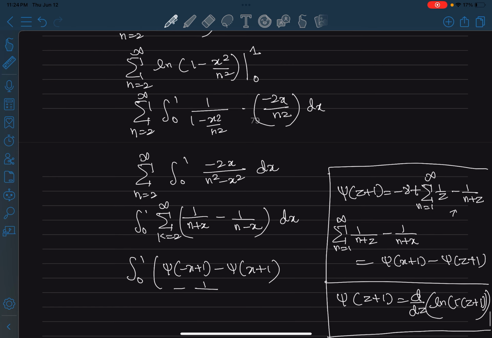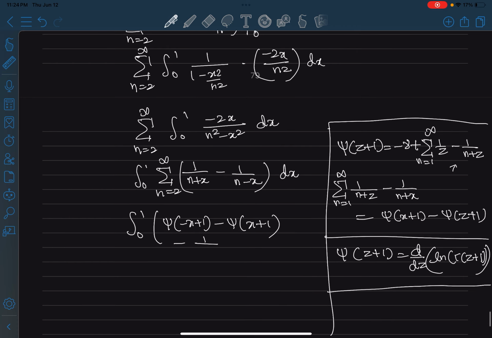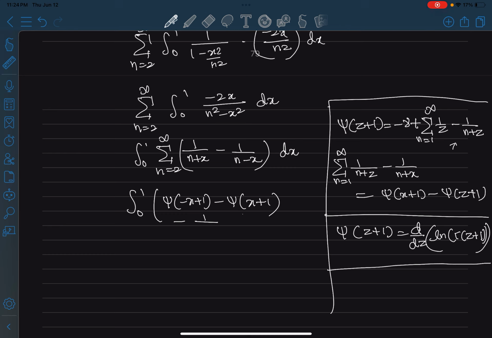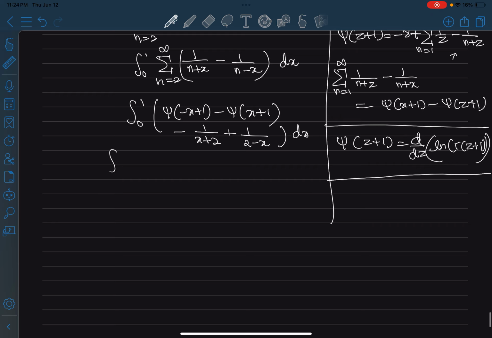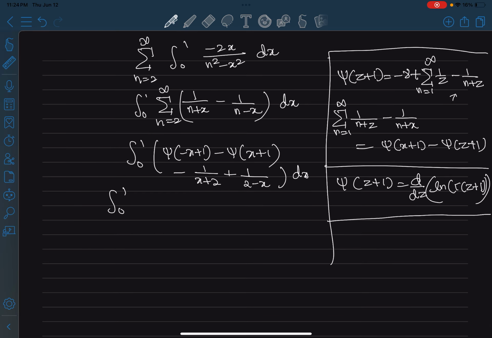Okay, now if I subtract the first two terms, this one will just be x plus 2 and then plus 1 by 2 minus x. So what I did was I just evaluated the sum considering n as 1 first, and then I subtracted the first term because it actually goes from 0 to 1. So okay, now what can I do?